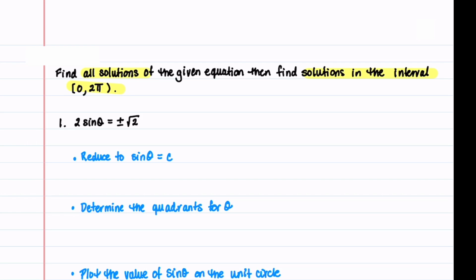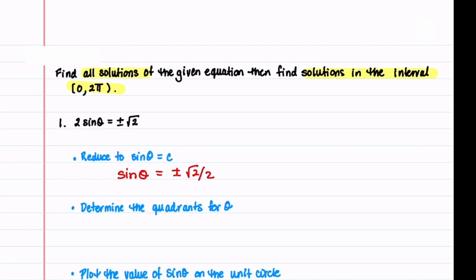We'll begin by reducing this equation to sine theta is equal to a constant. We'll divide both sides of the equation by 2, and we get sine theta is equal to plus or minus root 2 divided by 2.